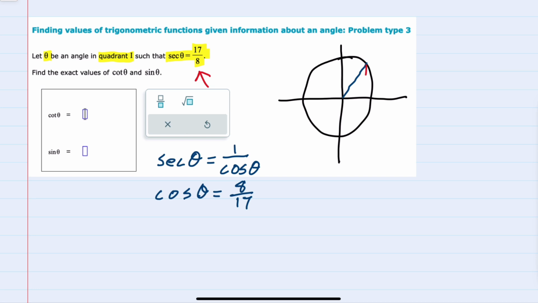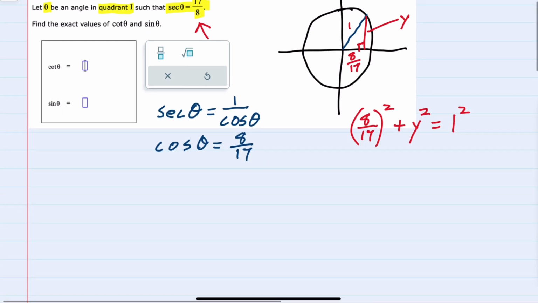So I'll use the fact that I know the cosine, or x value here, is 8/17 to find the y value, because in the unit circle, the radius is 1 and we have a right triangle. We can use the Pythagorean theorem to say that (8/17) squared plus y squared equals 1 squared. Solving this for y, we would start by simplifying the left-hand side. 8 squared is 64, 17 squared is 289, plus y squared equals 1.